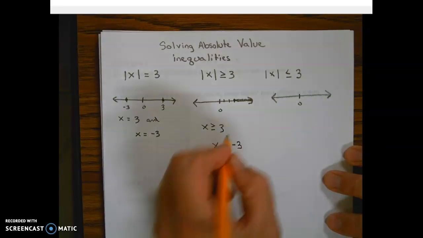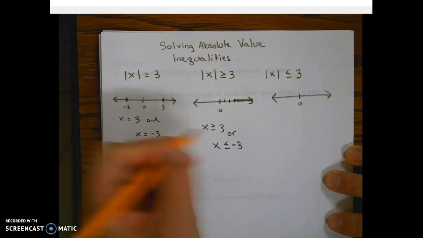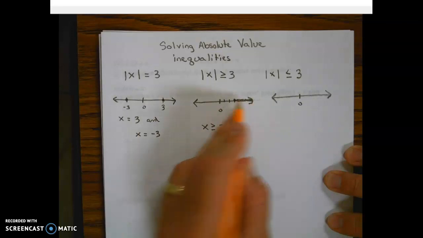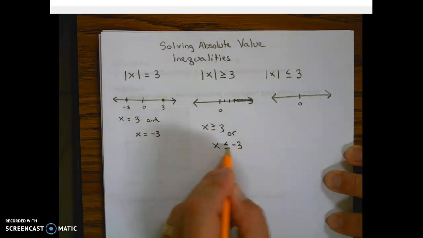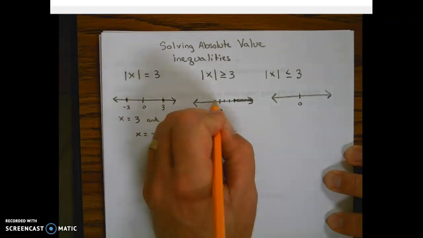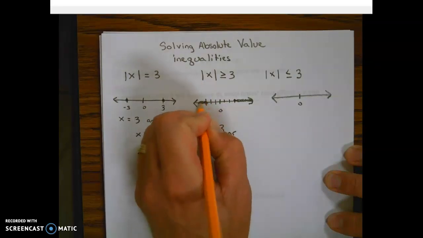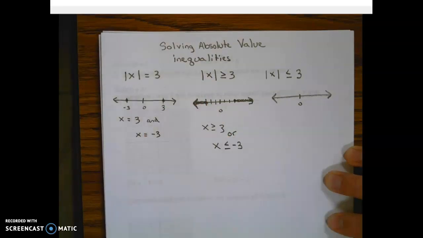And so the solution could be greater than or equal to 3, or less than or equal to negative 3. And there's your shading to show that solution.